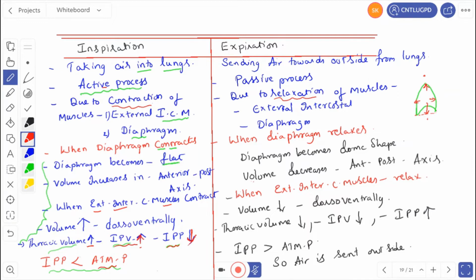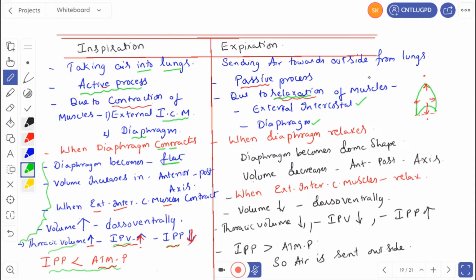We have to go for quite the opposite for expiration. Sending out air is called expiration. Expiration is a passive process. I use the word passive because here relaxation of muscles occurs. When relaxation of muscles is occurring, there is no expenditure of energy. Energy is not at all spent. So the muscles undergoing relaxation are the same: the external intercostal muscles will relax and the muscles of the diaphragm also relax.